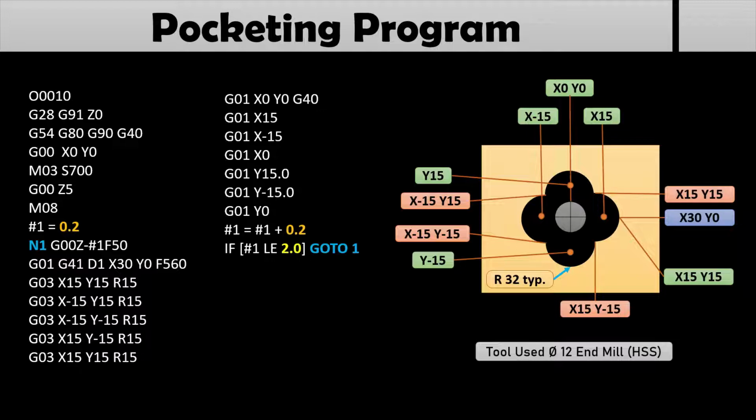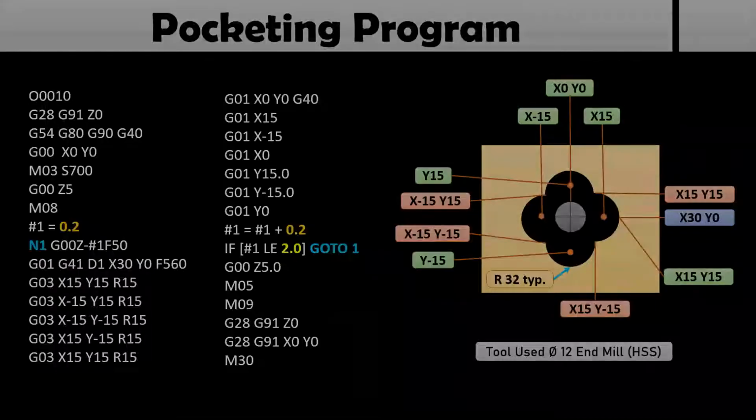Then after that G00 Z5.0, safety height it will move on, M05 it will be spindle stop, M09 coolant off will be there, G28 G91 Z0 will be for your homing in Z axis, then G28 G91 X0 Y0 will be for homing in X axis and Y axis, and M30 will be end of your program. So this is the total program we are having for this particular pocketing profile. So now let us input this program in the machine and see how it works.